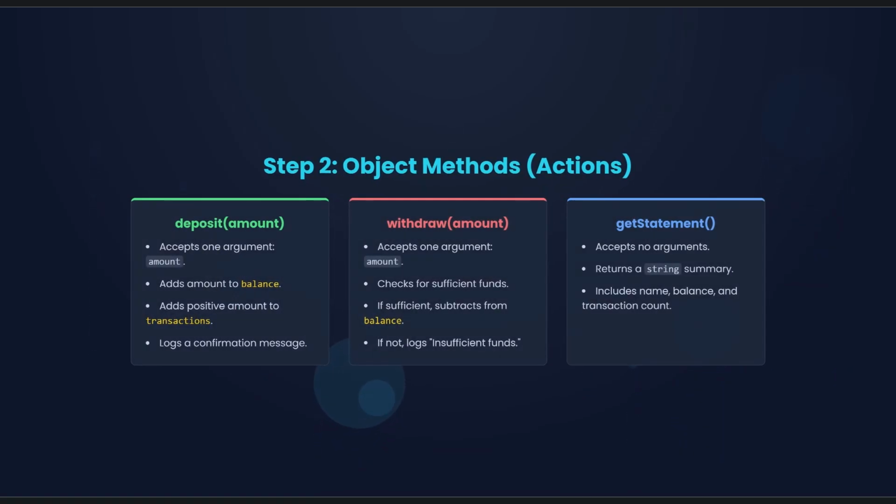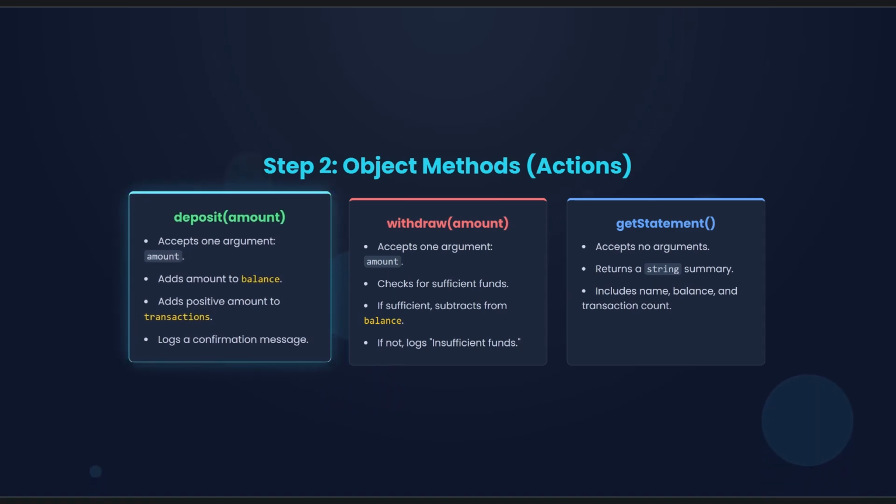Next, your object needs three methods to perform actions. A deposit method. This method should accept one argument, amount. It should add the amount to the balance. It should also add the positive amount to the transactions array to keep a record. Finally, it should log a confirmation message to the console like "Deposit of $500 successful."